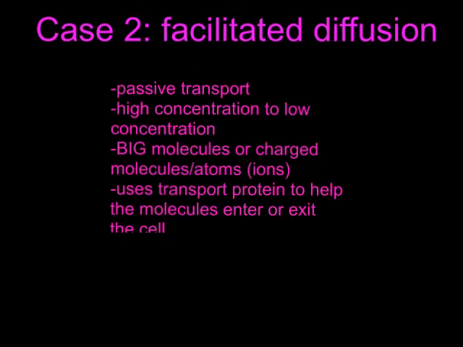All right, so the characteristics of facilitated diffusion here. It's another form of passive transport, just like simple diffusion, which means that it moves molecules from high concentration, or being crowded, to low concentration, or being spread out. And facilitated diffusion specifically does this for big molecules or charged atoms. Those charged atoms, if you remember from physical science, are called ions, right? And since they can't get directly through the phospholipid bilayer, they have to use the protein tunnels, or the transport proteins, to help them get in or out of the cell.